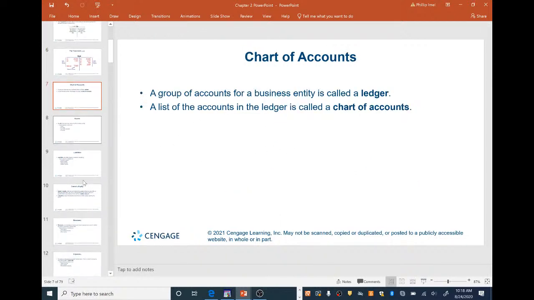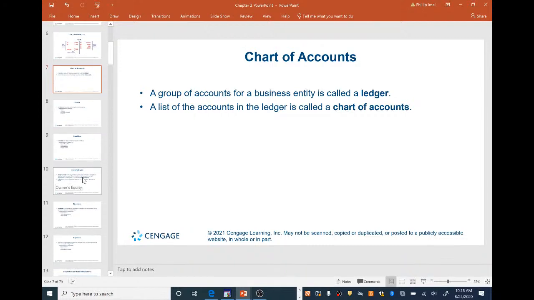Next, we have the chart of accounts. This is a group of accounts for a business entity called a ledger. So the ledger is going to have the listing of the different chart of accounts, and it's pretty much just going to be listed. For example, you'll have assets maybe be group 100, and then inventories would be like 101, 102, 103, 104, and so on and so forth.